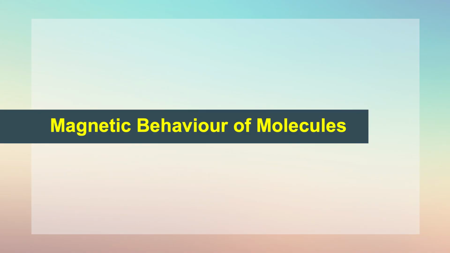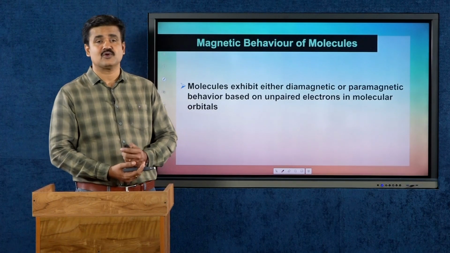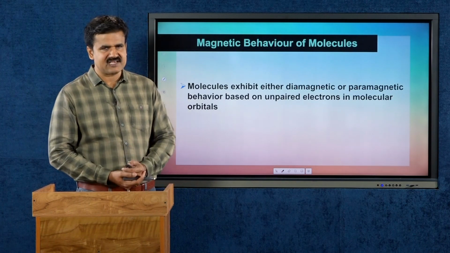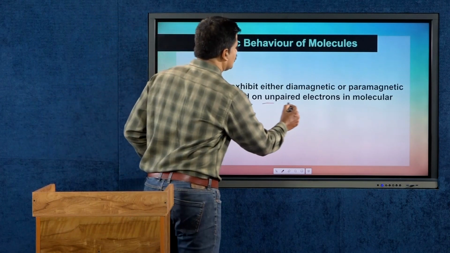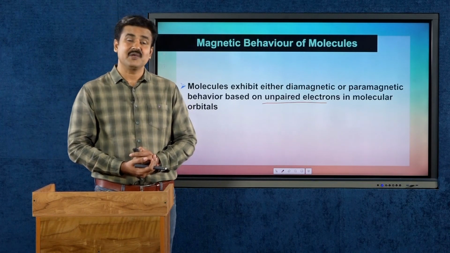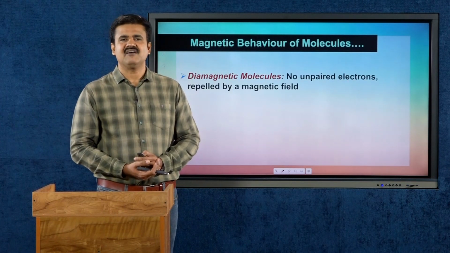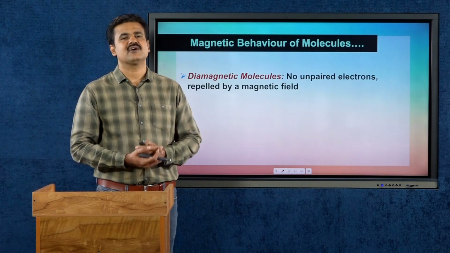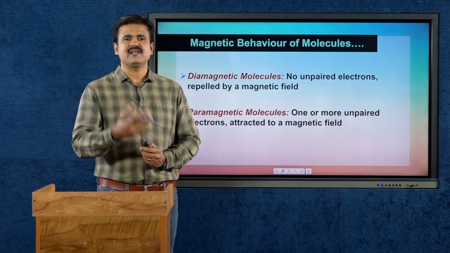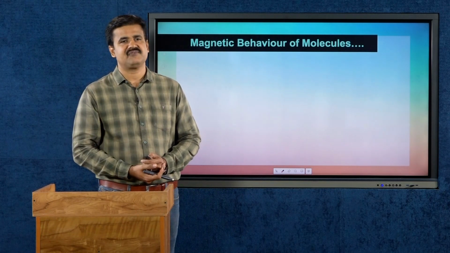Now, we are discussing magnetic behavior of molecules. It is possible to predict magnetic behavior of molecules based on molecular orbital theory. Molecules exhibit either diamagnetic or paramagnetic behavior based on unpaired electrons present in molecular orbitals. By noticing the presence of unpaired electrons in molecular orbitals, you can predict the magnetism. Diamagnetic molecules have no unpaired electrons in the molecular orbitals and are repelled by a magnetic field. Paramagnetic molecules have one or more unpaired electrons in the molecular orbitals and are attracted by a magnetic field.